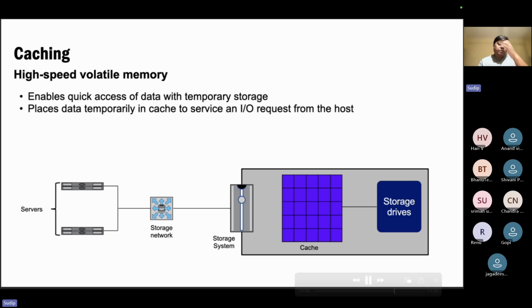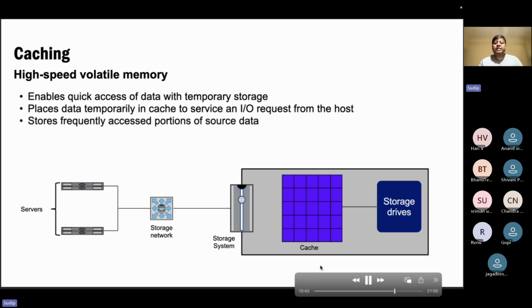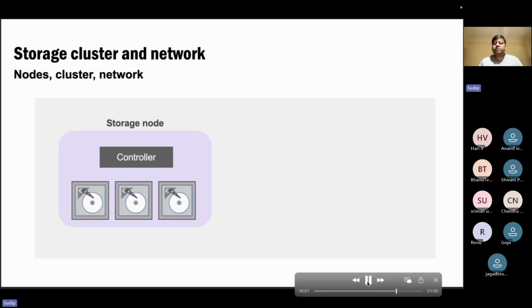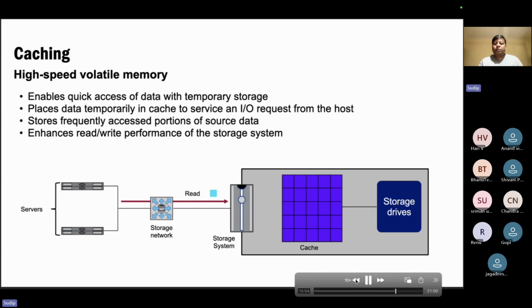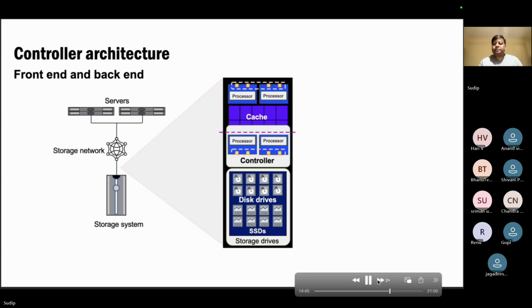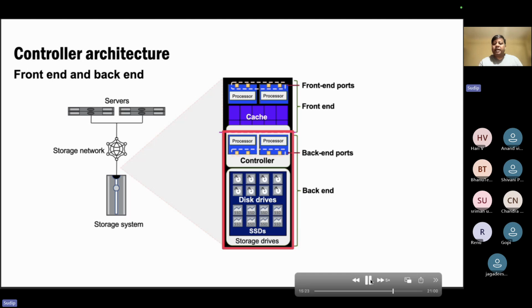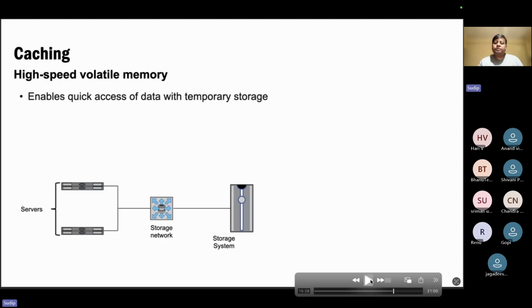We are going to talk about this high speed volatile memory called cache. Cache in a storage system is a defining factor in many things of that storage system, because every read and every write goes through this cache. Let me show you. And while we are talking about this cache, we have to pay attention.